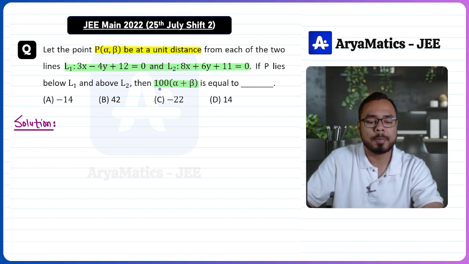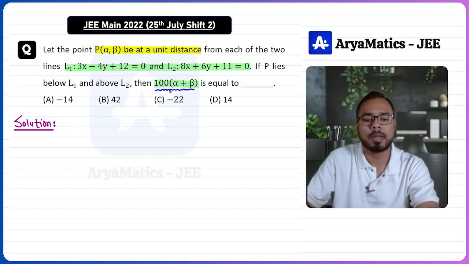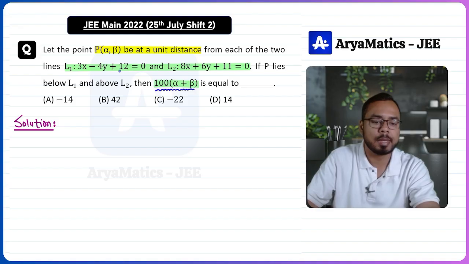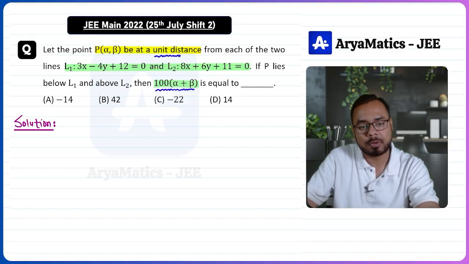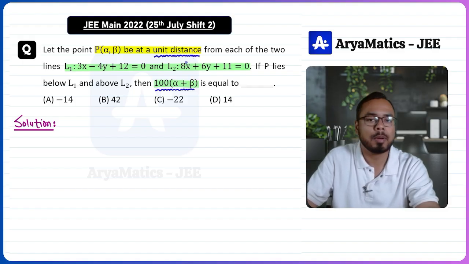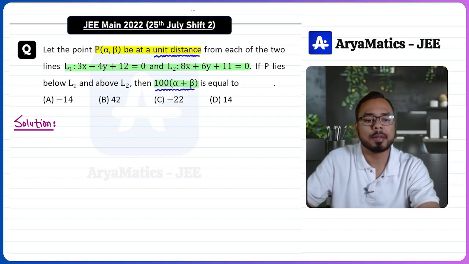Now in this problem, there is one interesting concept here. We have to use the formula of distance of a point from a line. The point (alpha, beta) is at the same distance from these two lines, and that distance is 1 unit, right? It is at unit distance from these two lines. But in the formula for distance of a point from a line, we have that modulus sign. So we'll see how to remove that modulus. First let us draw the diagram.